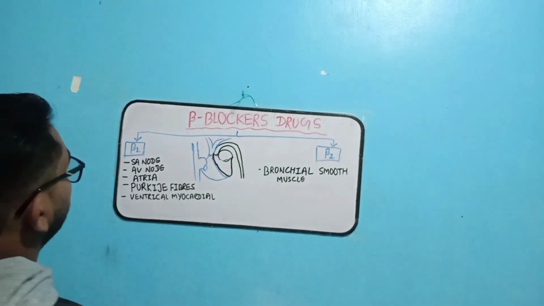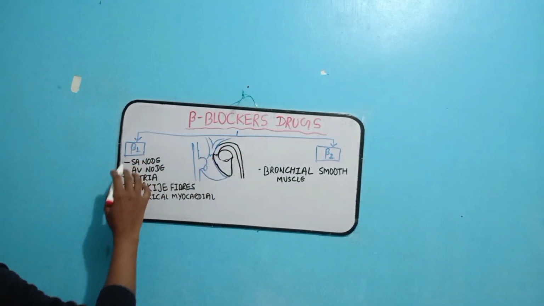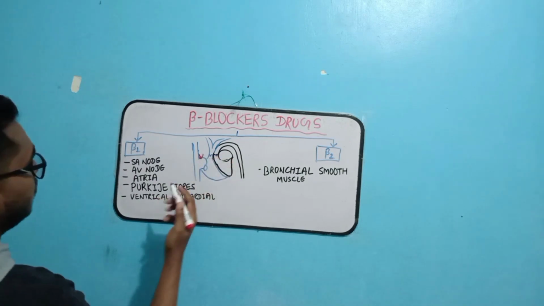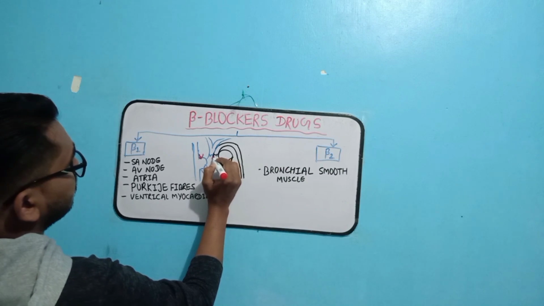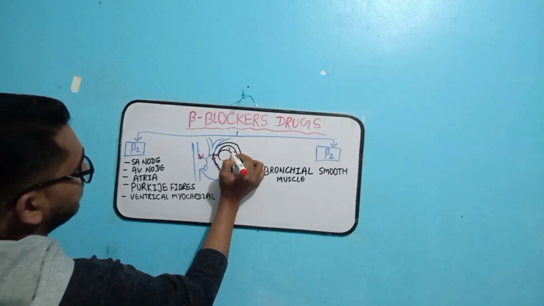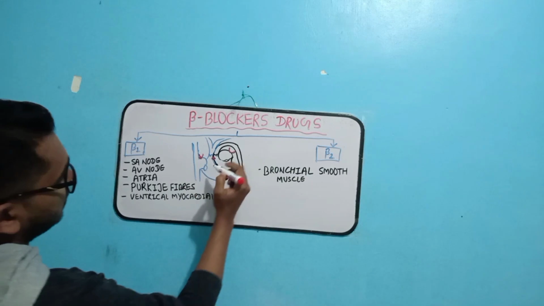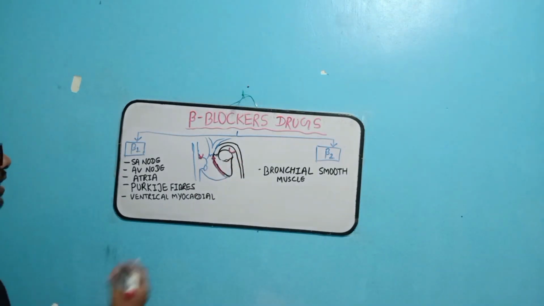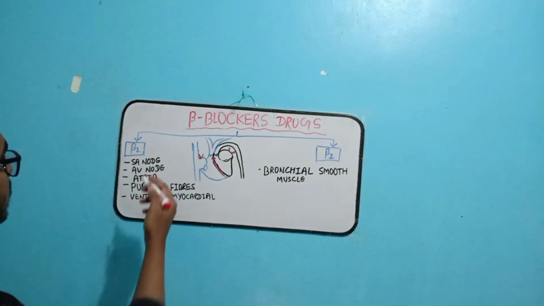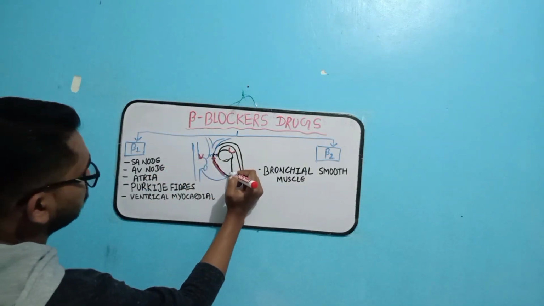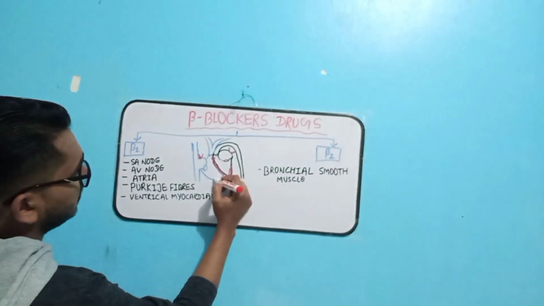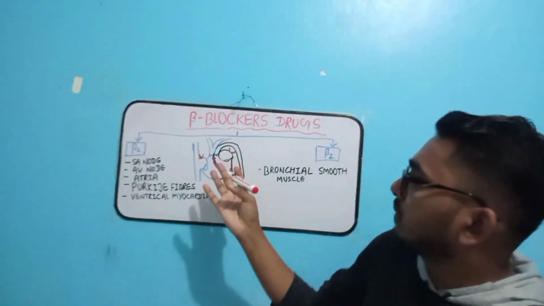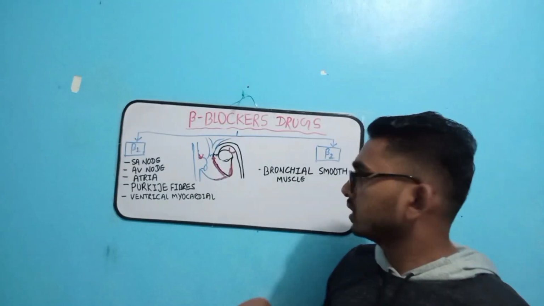The beta 1 receptors we can find at the SA node, at the AV node and the atria, and in the Purkinje fiber and Purkinje system. We can also find the beta 1 receptor at the ventricular myocardium. When these receptors are activated, how they work I will discuss later.